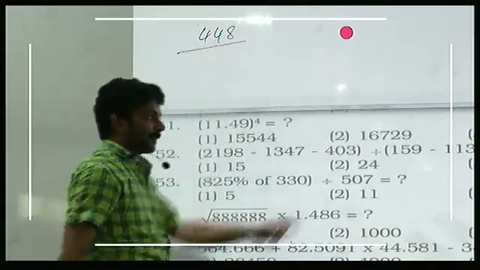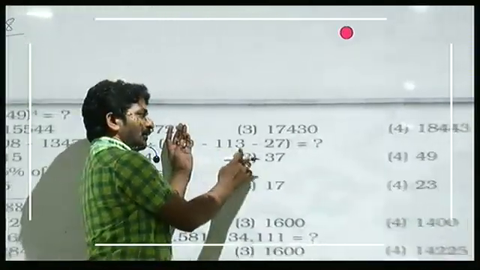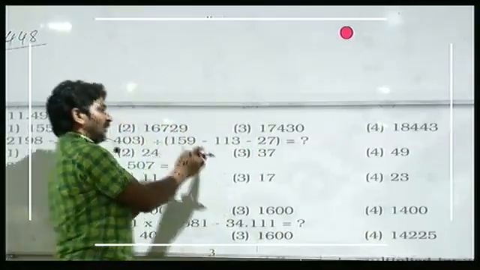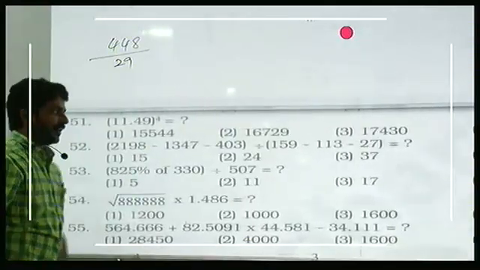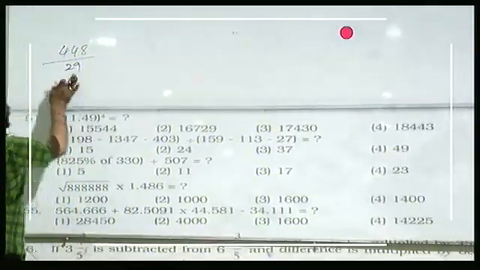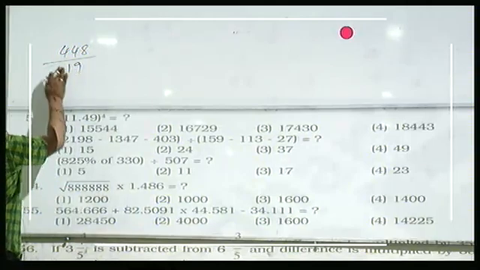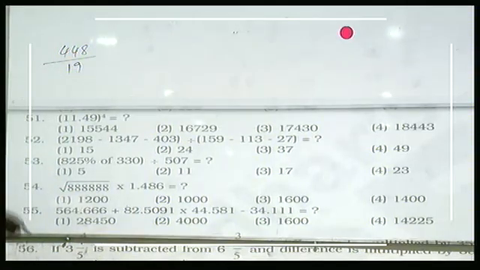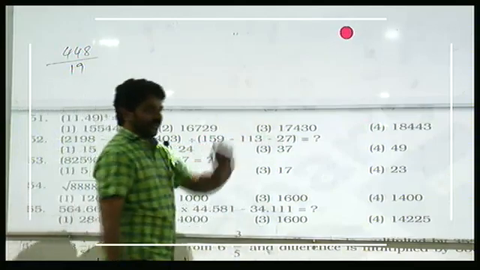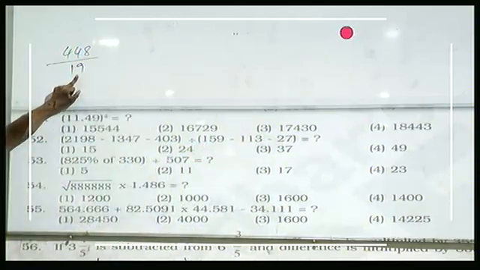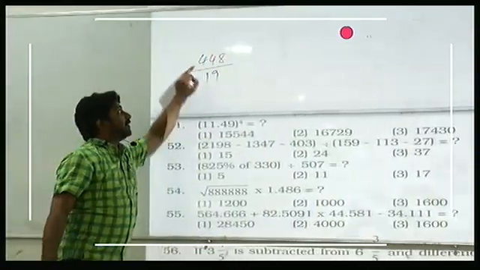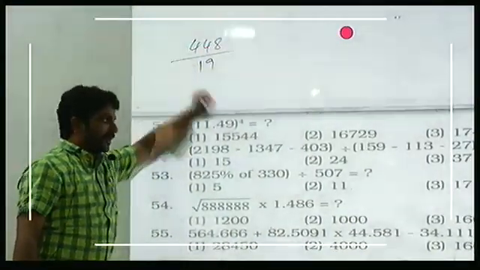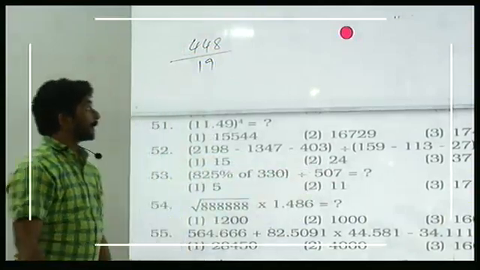448 divided by... and you need to complete this. 113, 27. 130. 159 minus 140. That is 19. Right, look at the options: 10s, 20s, 30s, 40s, 50s. 10 times this number is 190. 20 times is 380. 30 times is 570. This is more than 20 times and less than 30 times. Answer 24. Or else you can go for last digit verification also.